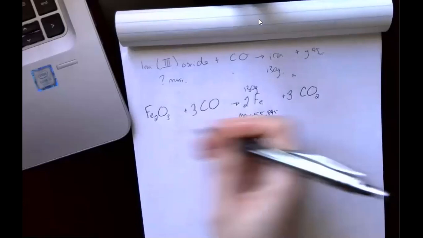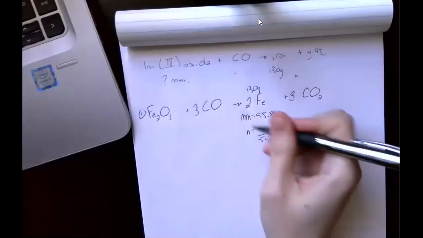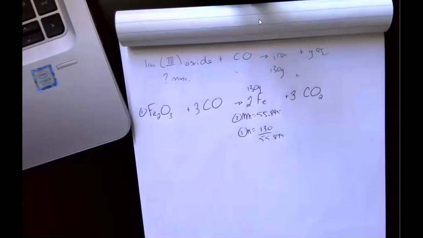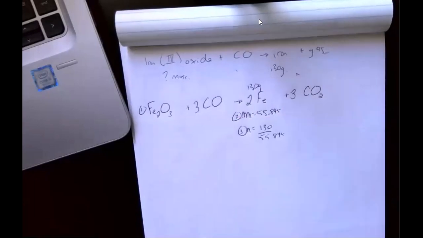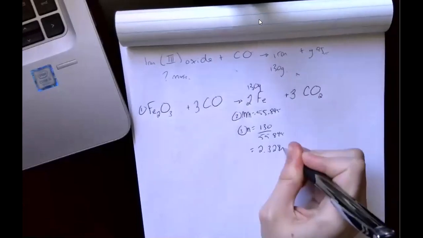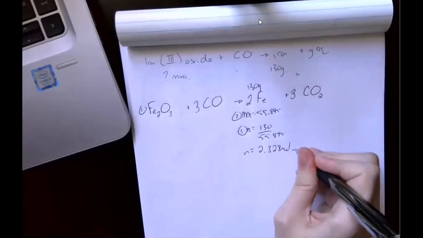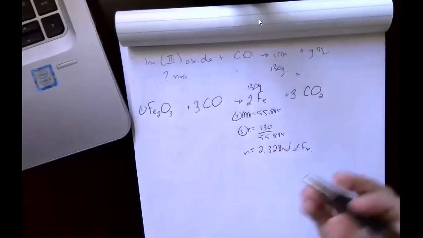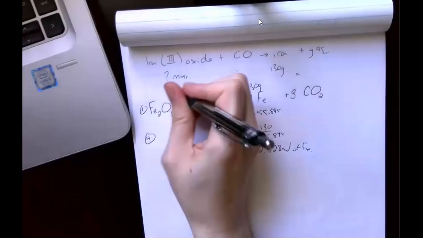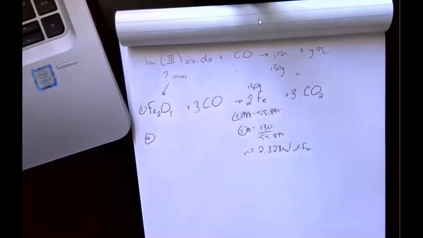So step 1 was my equation. Step 2, my molar mass. Step 3, find my moles. So 130 divided by 55.845 is 2.328 moles of iron.